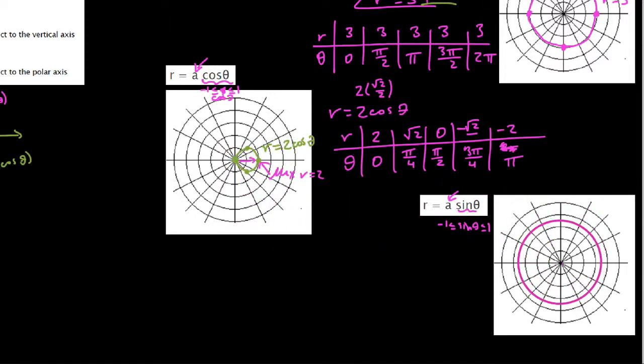Over for our sine equation here, we're going to get a circle that basically has a radius of a, and we get a graph that's symmetrical about the vertical axis. This would be r equals a sine theta, where max r equals a.